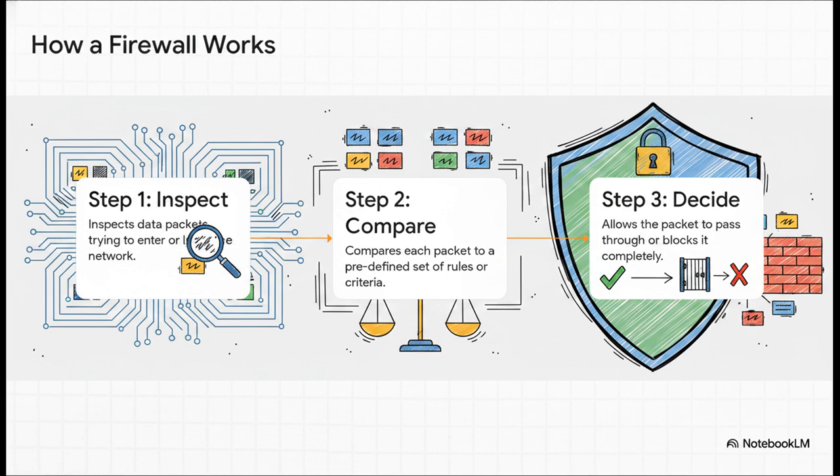First, that firewall inspects every single data packet trying to get in or out of the network. Second, it checks each packet against a set of rules, kind of like a checklist. And finally, it makes a decision. Does it let the packet through, or does it block it completely? That simple, step-by-step logic, that's your ticket to full marks.